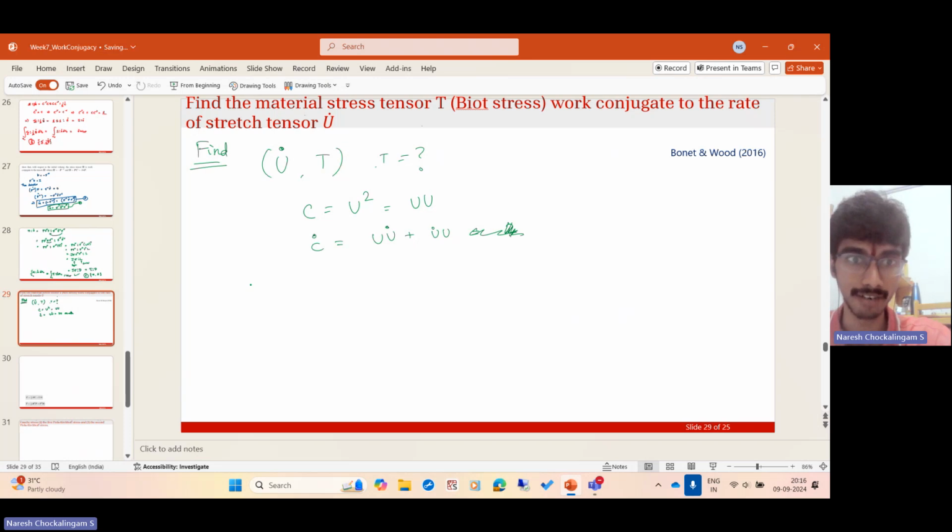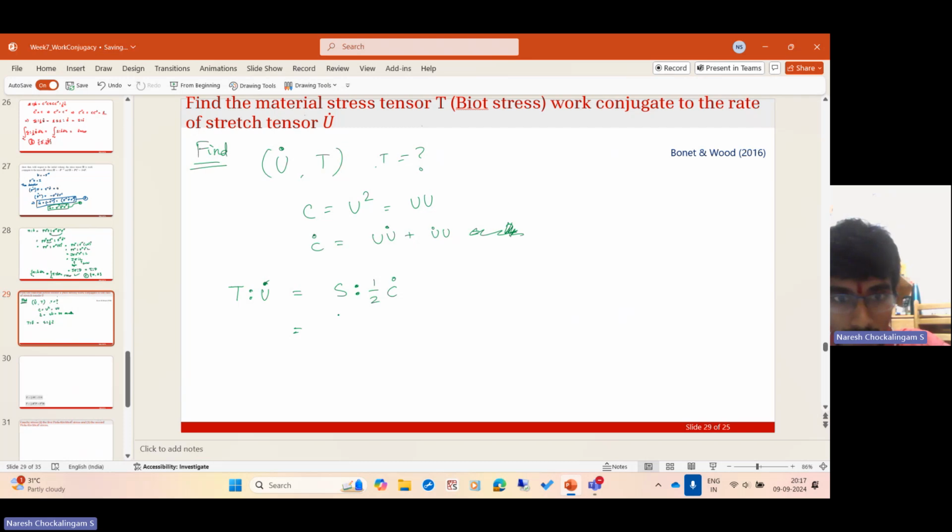Now look at this. T contracted with U dot should be equal to S contracted with half C dot, because we know S and half C dot are a work conjugate pair, and T and U dot form a work conjugate pair. So let us just substitute here.